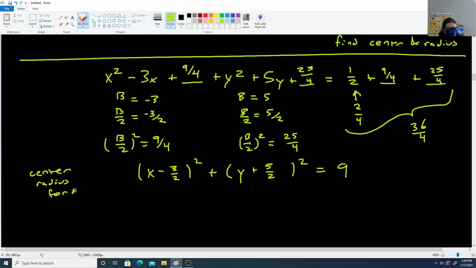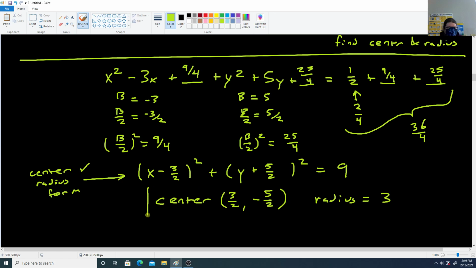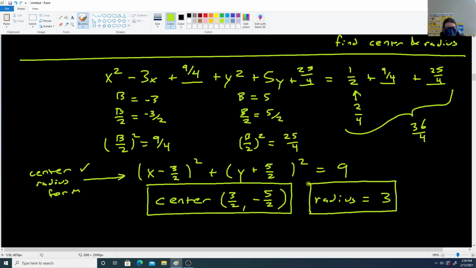So we know that the starting graph, since we got it down to center radius form, is going to be a circle. And it will have center, negative 3 halves is going to be positive 3 halves. Positive 5 halves is going to come in as negative 5 halves for the y value of the center. And the radius will be the square root of the number here, so the radius will be 3, because square root of 9 is 3. So we get our expression looking like that.